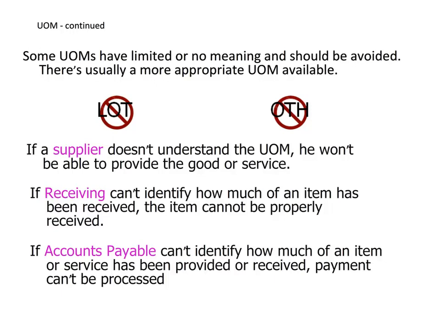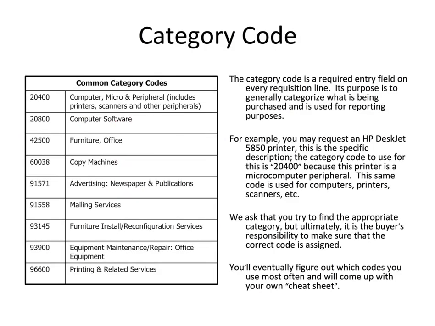Just keep in mind that if a supplier doesn't understand the UOM, he may not be able to provide the goods or service. If receiving can't identify how much of an item has been received, then the item cannot be properly received. And if accounts payable can't identify how much of an item or service has been provided or received, payment can't be processed.